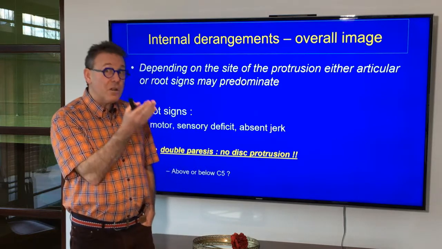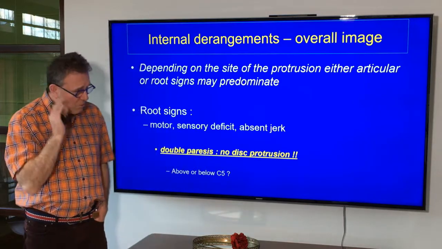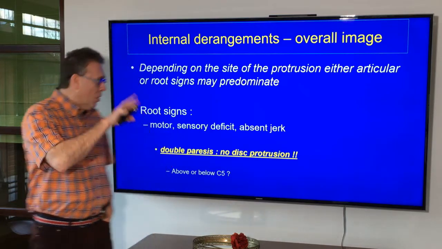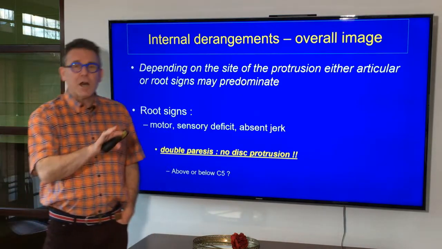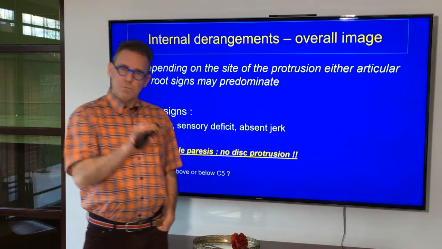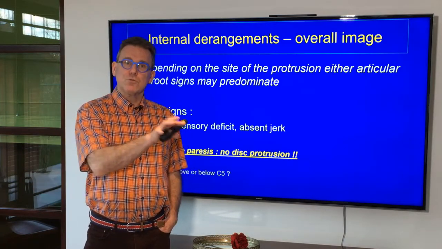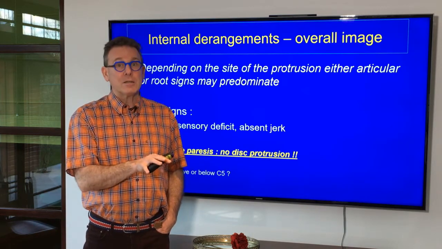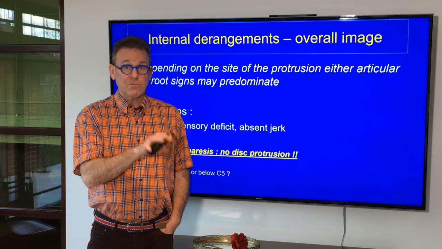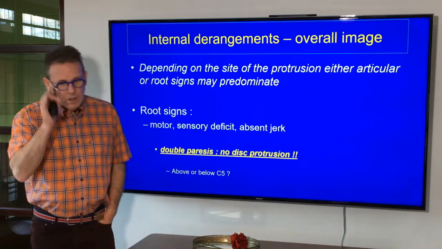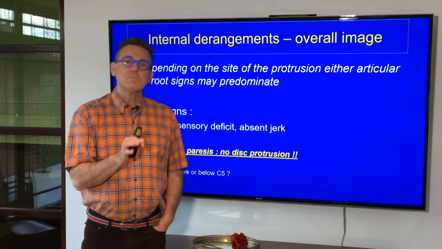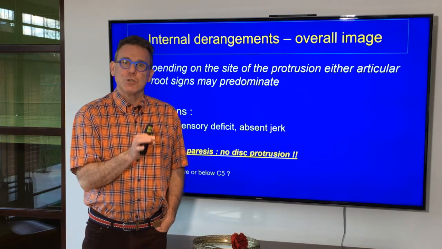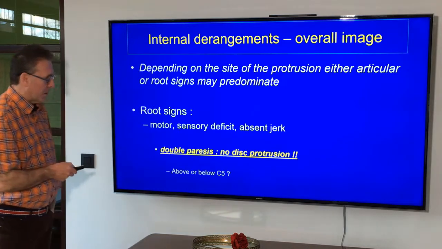Certainly above the level of C5. Above the level of C5, this is anatomically not possible. Below the level of C5, anatomically it becomes possible that one disc is compressing two nerve roots at the same time, but it is unlikely. It is certainly not frequent. So my advice is, when you see biradicular symptoms, perhaps check also with medical imaging what is going on over there. Okay?